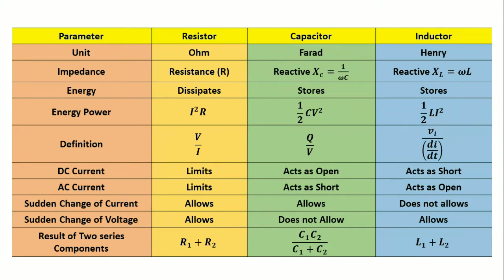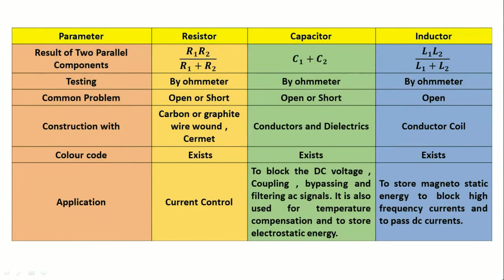When you are connecting two resistors in series, the resultant resistance value is given as R1 plus R2. For capacitor, if you are connecting two capacitors in series, the resultant capacitance value is C1 C2 by C1 plus C2. For inductor, when you are connecting two components in series, the resultant value is given as L1 plus L2. And if two resistors are connected in parallel, the resultant resistance value is given as R1 into R2 by R1 plus R2.